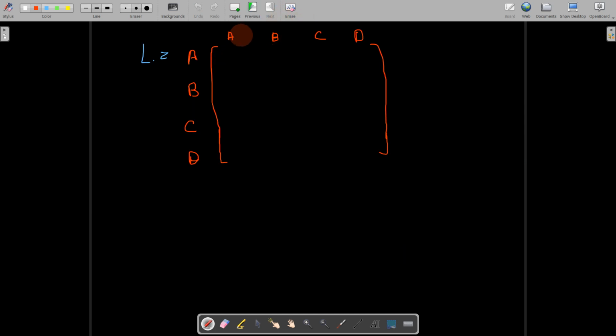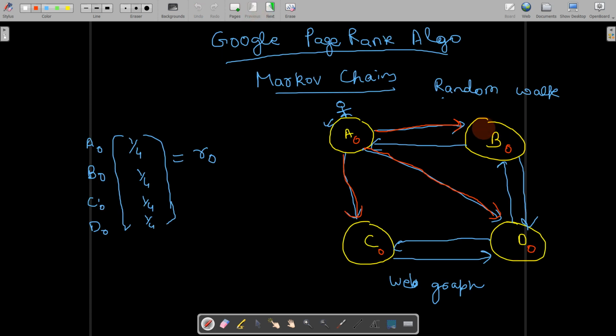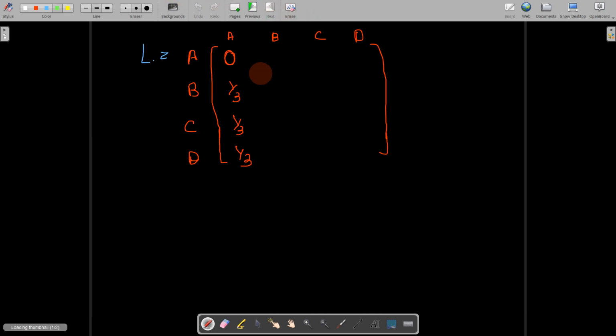I know from A, from A to A, the probability is 0, to B is 1/3, to C is 1/3, and to D is also 1/3. Okay. What about B? Number of outgoing edges from B, we will write it with another color, green maybe. So from B naught we have 2 outgoing edges. So it will move to either A or D. Okay. So next rank.